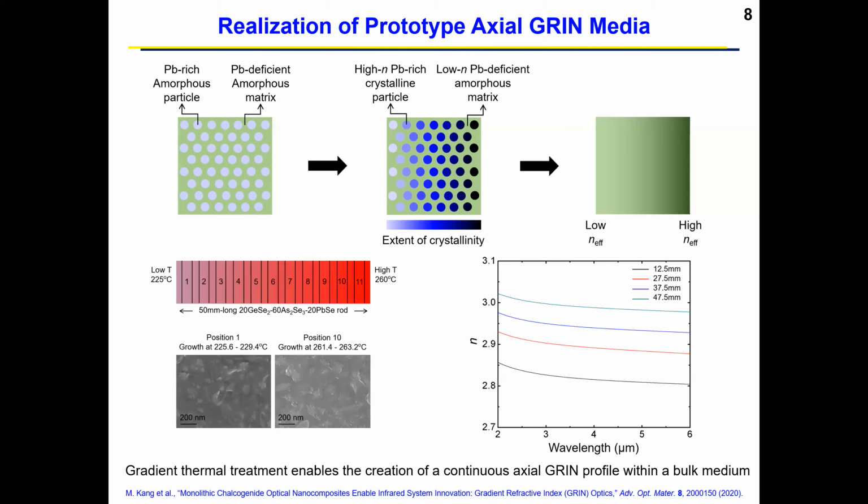The mid-wave infrared refractive index spectra collected from slices 3, 6, 8, and 10 are shown here, and the value of effective refractive index monotonically increases as the extent of crystallization increases, confirming the creation of a GRIN medium.